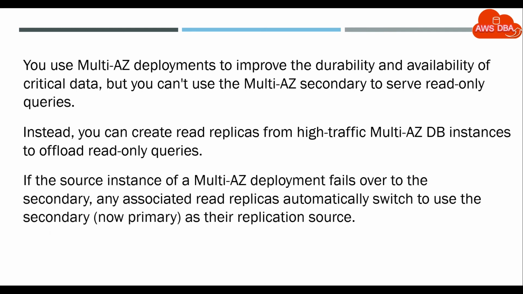If the source instance of a Multi-AZ deployment fails over to the secondary, any associated read replicas automatically switch to use the secondary, now primary, as their replication source.